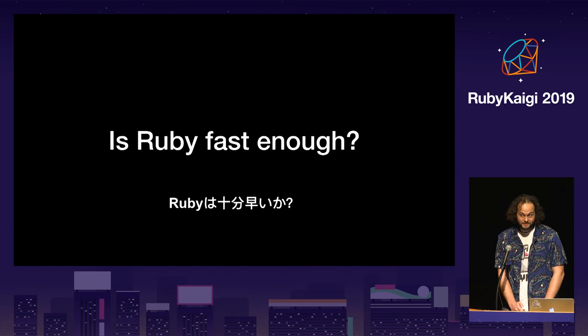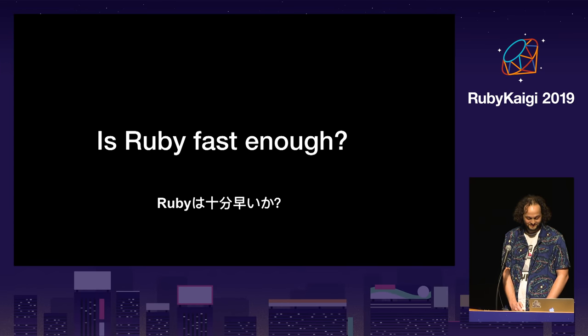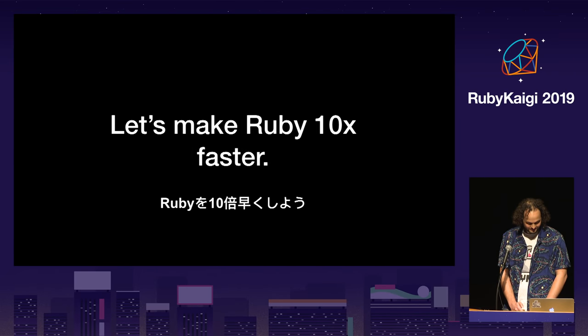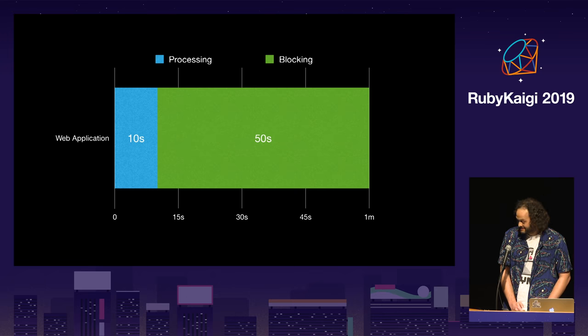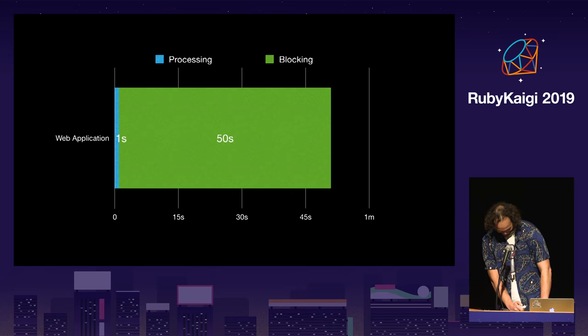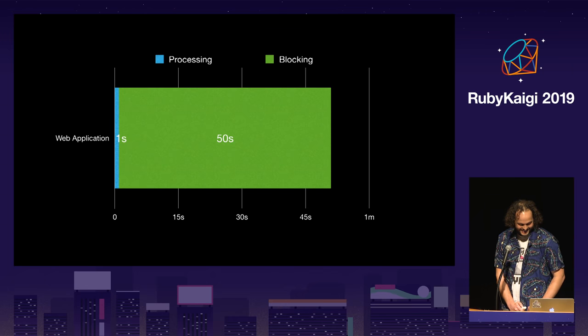Is Ruby fast enough? Let's assume we could make Ruby 10 times faster. What happens to this hypothetical application? What took 10 seconds now only takes 1 second, and that's a big improvement. But we still experienced a lot of idle time, waiting for 50 seconds. And that hasn't changed, even though we improved Ruby significantly.